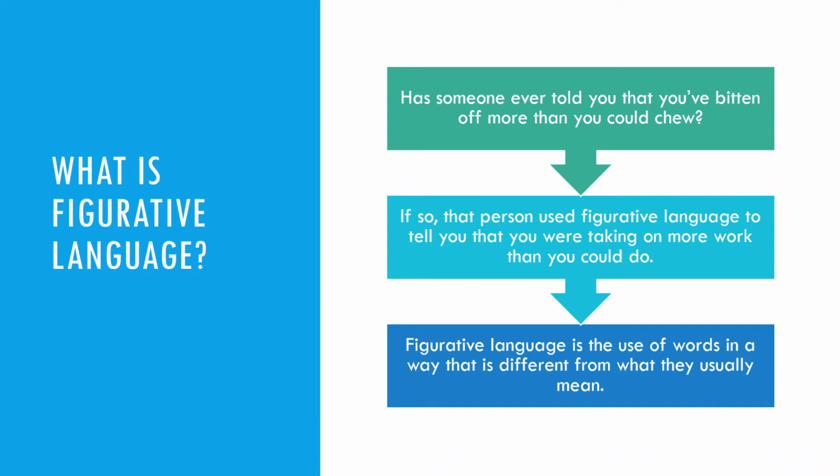So what is figurative language? Here are some examples. If you've ever heard someone say, "You've bitten off more than you can chew," then this person is using figurative language with you. Figurative language is a way that we can use words that are different from what they usually mean. This sentence is not really talking about anything that you're eating. It's nothing that you're biting into, and it's nothing that you're chewing.